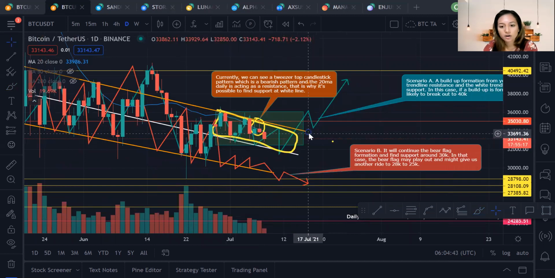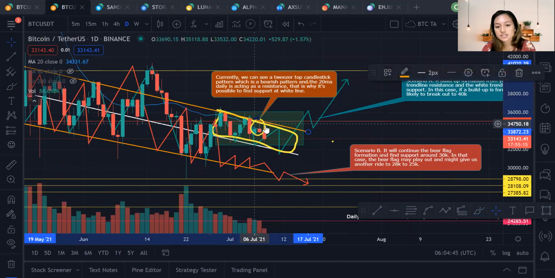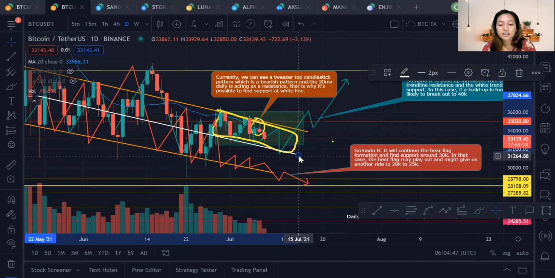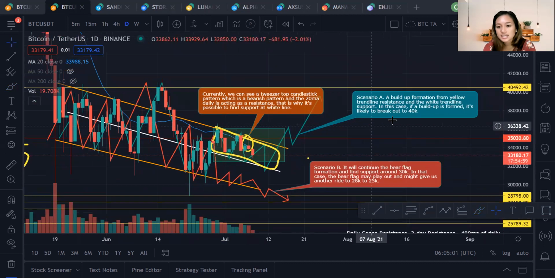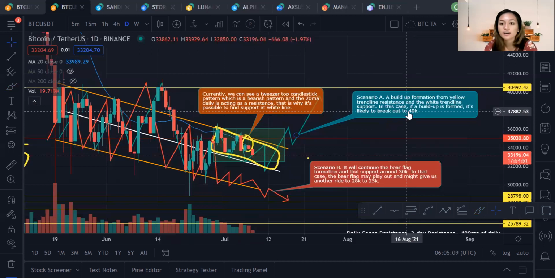This orange trend line right here is the resistance, and this yellow trend line right here is the support. If we continue moving to the downside, let's see if this white trend line can hold the price and bounce back again. If that happens, we can see a breakout to 40,000 or 41,000 Bitcoin. So that is a good scenario for Bitcoin.